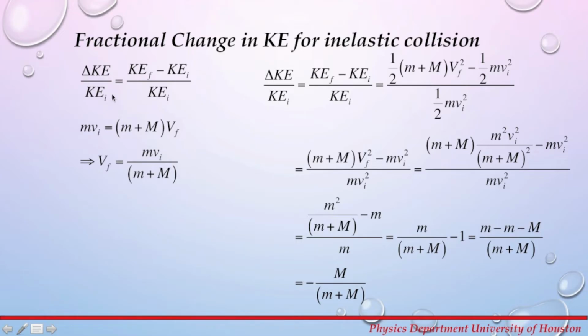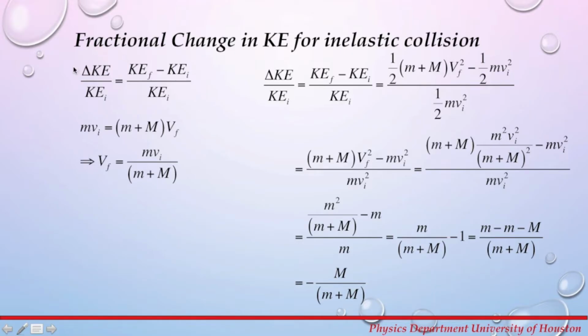So now let me ask you this. What do you think? For an ideally elastic collision, how much is the fractional change in kinetic energy? You're correct. For an ideally elastic collision, the kinetic energy is conserved, which means that the initial kinetic energy is equal to the final kinetic energy. So the change in kinetic energy is zero, and then the fractional change in kinetic energy will be zero.